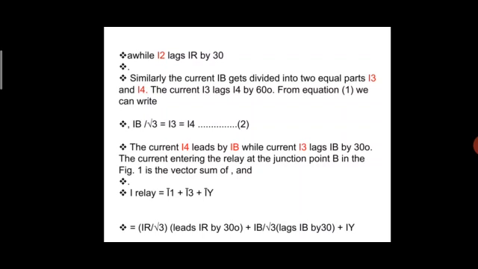The current entering the relay at the junction point B in this figure is the vector sum of I1, I3 and IY. The relay current is equal to I1 plus I3 plus IY, which is IR by root 3 leading IR by 30 degrees, plus IB by root 3 lagging IB by 30 degrees, plus IY.